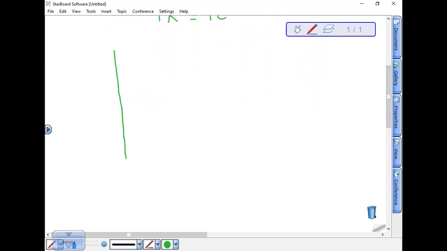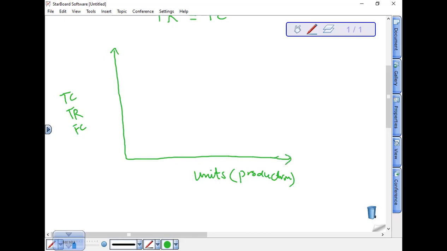Here we go. On the x-axis, I'm taking production or number of units. And on the y-axis, I will be taking the total cost curve, total revenue curve, and fixed cost curve. On the x-axis, I am taking the number of units, with an interval of 100 units. You can take any interval depending upon the situation and the graph, 300 and 400.